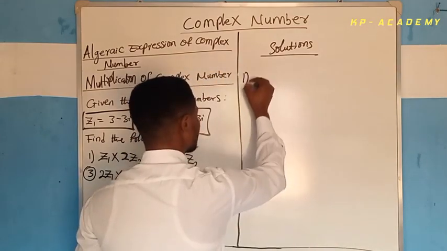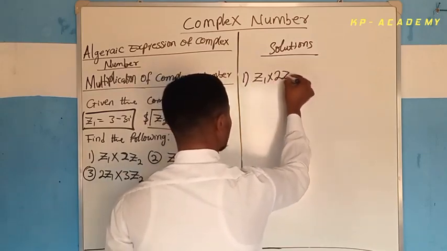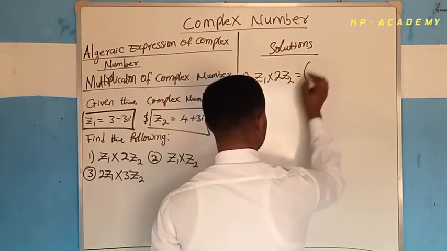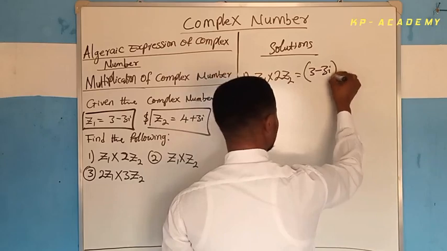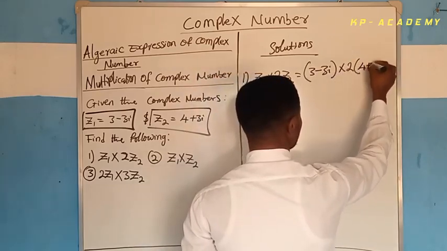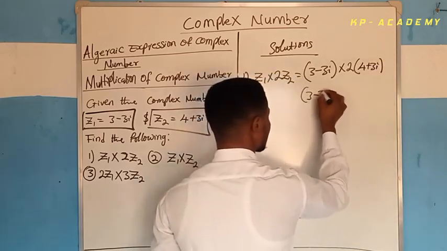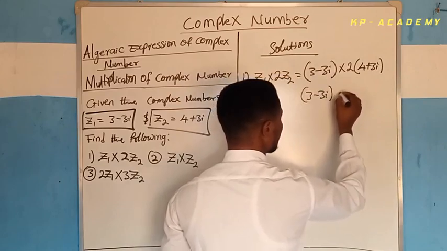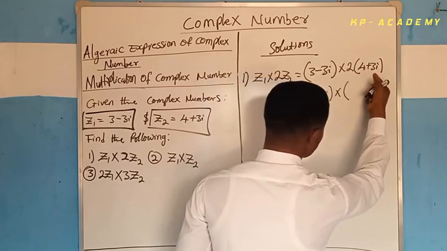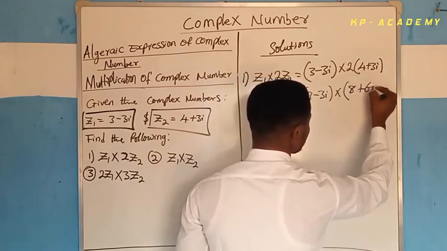So the first says z1 times 2z2 is going to be equal to, now open a bracket, z1 is actually 3 minus 3i, times 2 into 4 plus 3i. So I'm going to bring down this 3 minus 3i all in bracket. Now times, open my bracket. Now I'm going to use this 2 and multiply this, so I'll have 8 plus 6i.